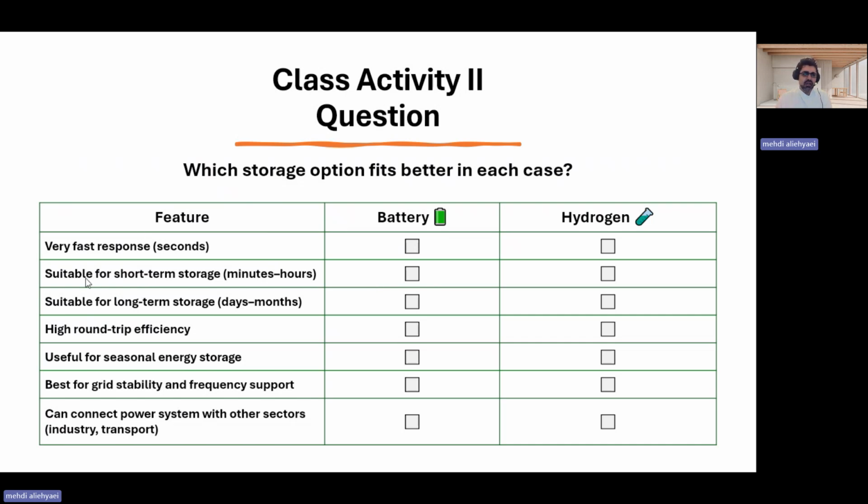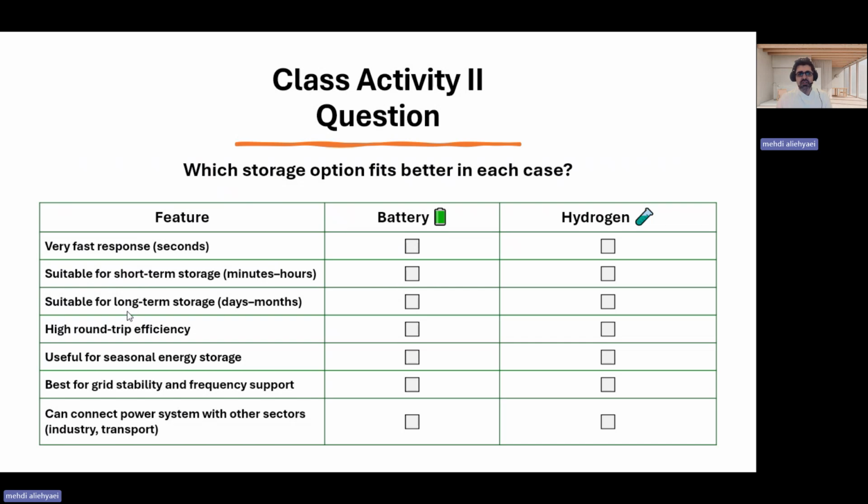About the high round-trip efficiency, it is quite clear that it's related to the battery, because we have only one process in the battery, charging and discharging. But when we use H2, we have several processes. First of all, production of H2 via the electrolyzer, then storage, and then reuse in the fuel cell.